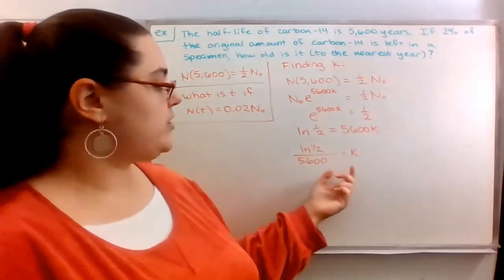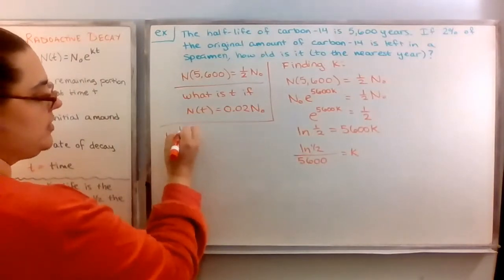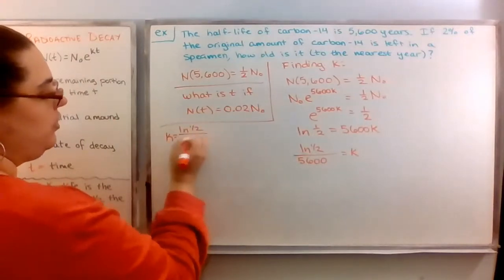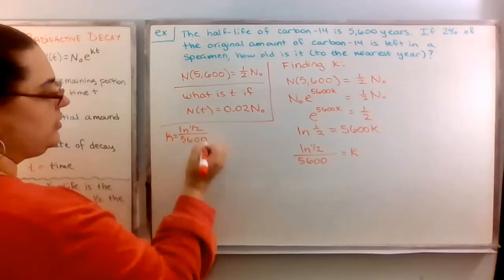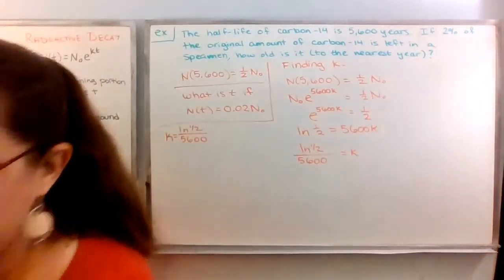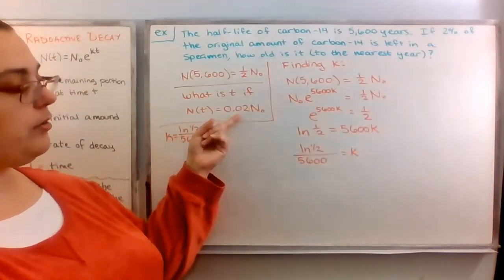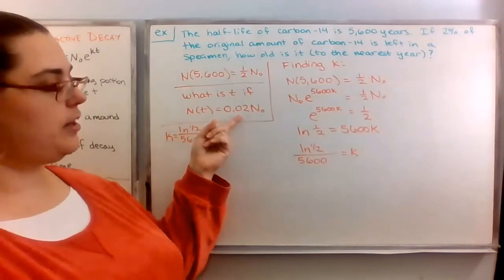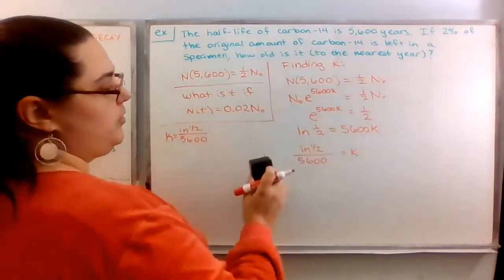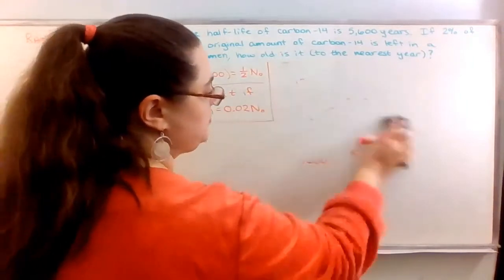So I'm going to write this over on the side with my summary here. So K is the natural log of 1/2 over 5,600. So I have that to use as a reference when we go to find the time at which we have 2/100ths of our original sample. So I'm going to erase this portion just so I have space to continue solving.